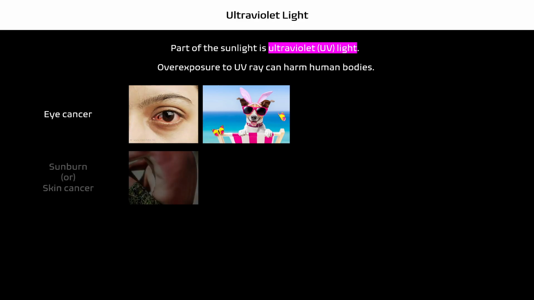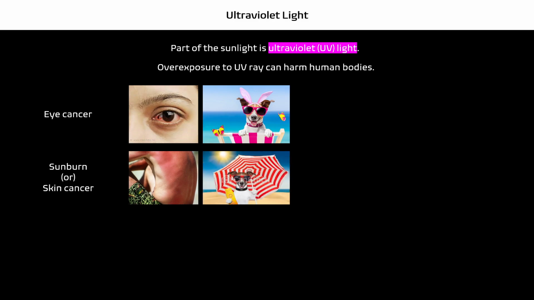And secondly, it can cause sunburn or skin cancer, and a good way for you to protect your skin from UV rays is simply to wear sunscreen, use an umbrella, or stay under the shade.